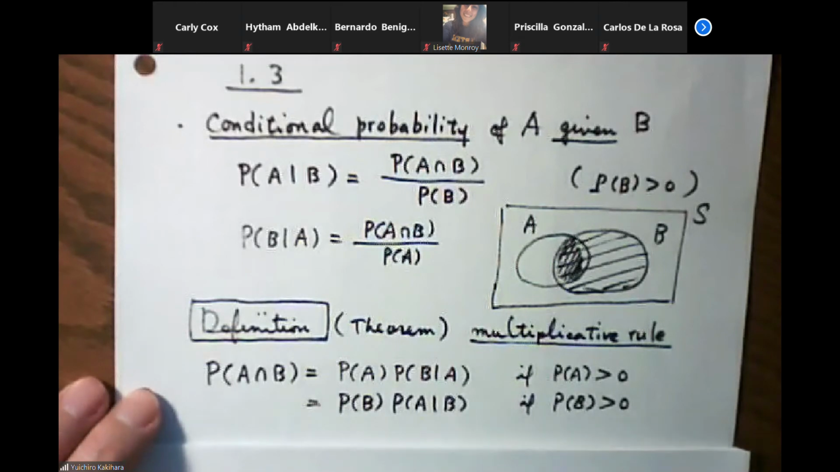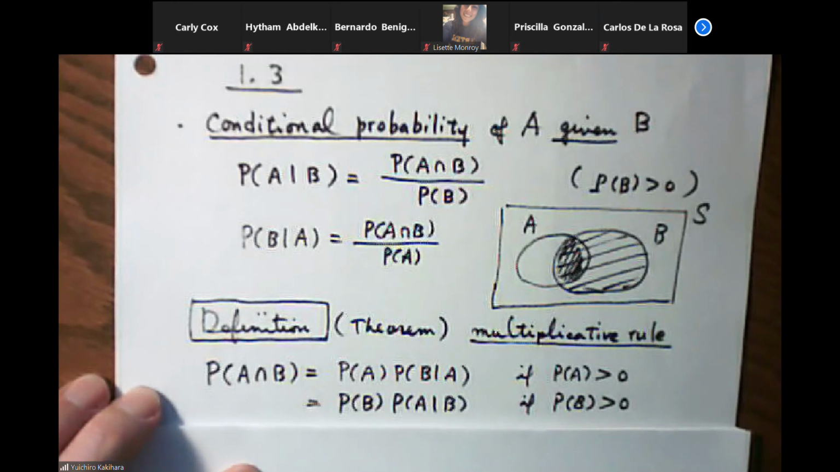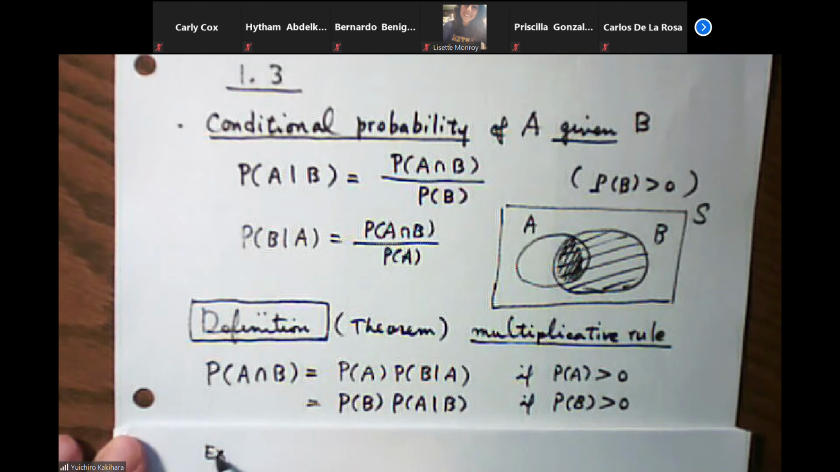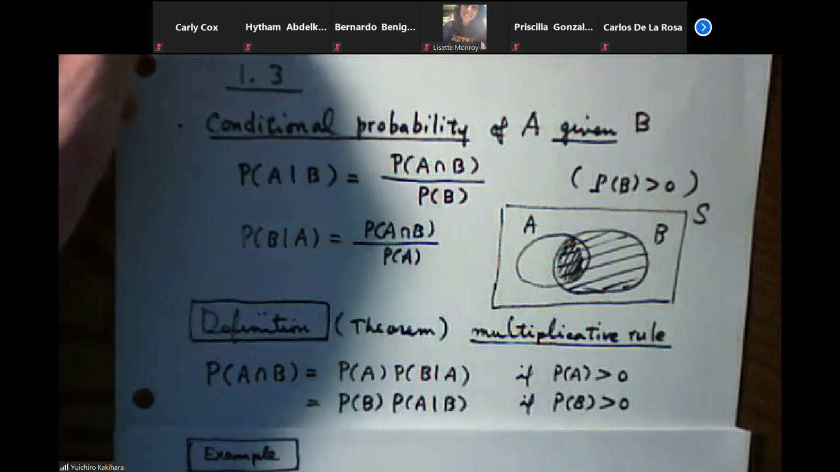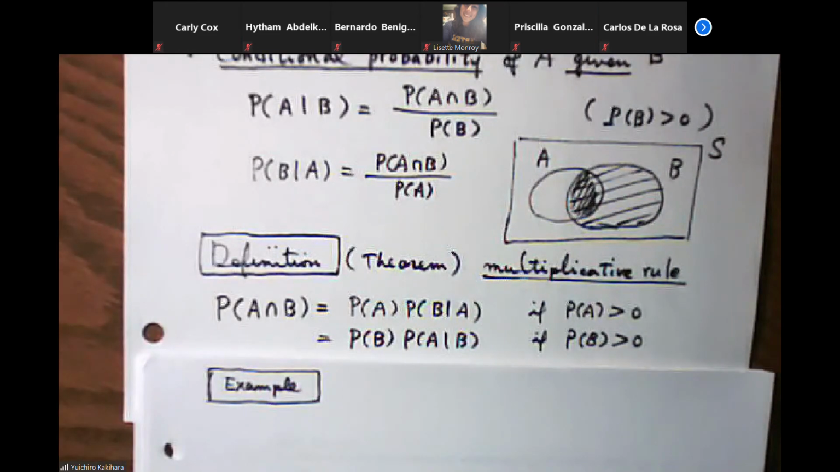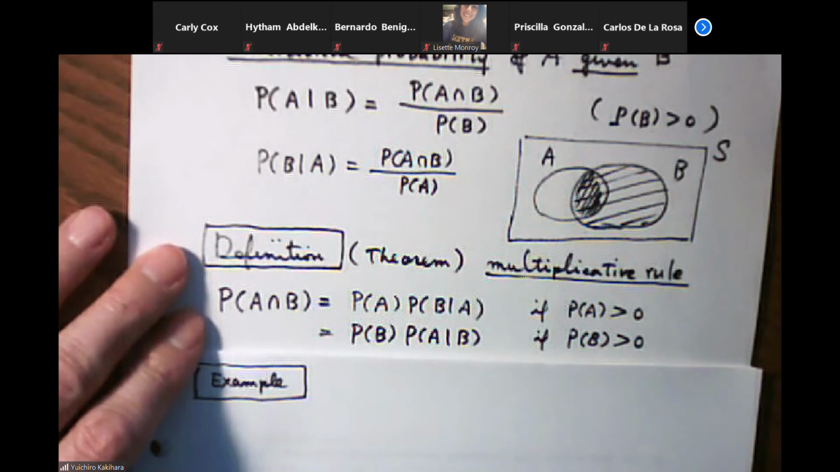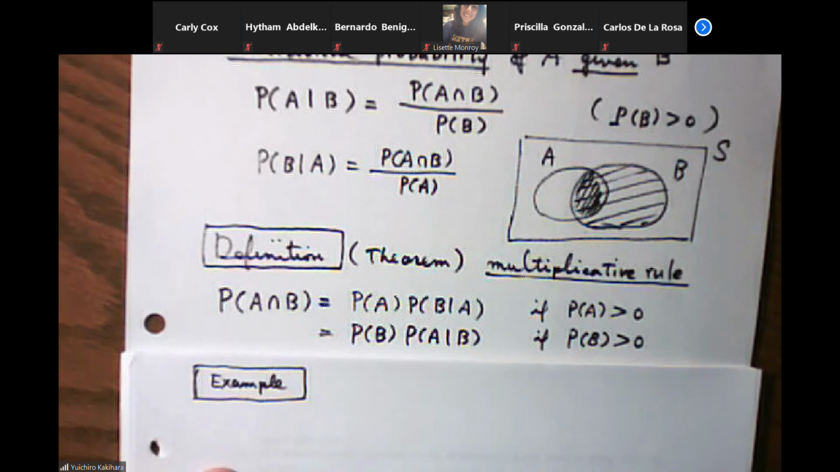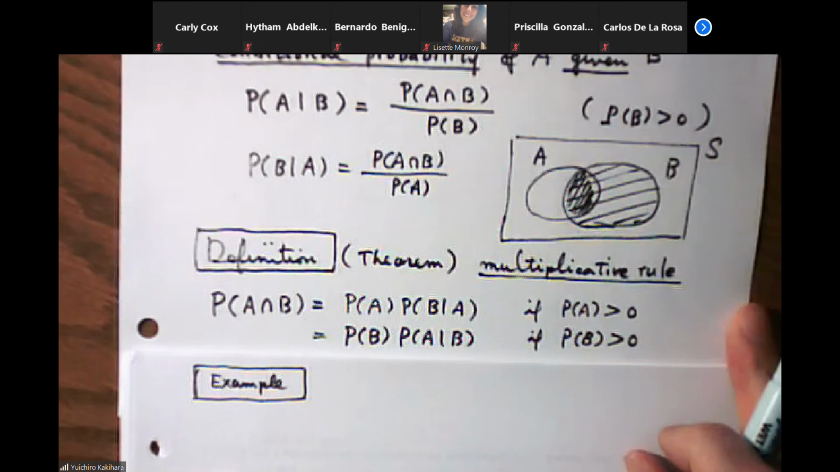So then, a very simple example here. Conditional probability was defined last time in this way, and the multiplicative rule is obtained from that conditional probability.